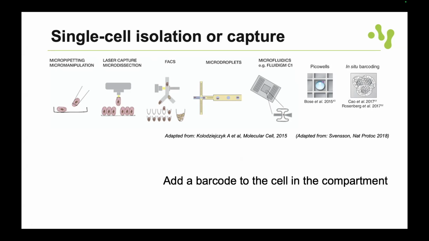And the next step is you add a barcode to the cell in that compartment in these different methods. And that goes depending on the method with different ways. If you have them in like a FACS sorted well, it's easy to see. You just add the barcode there. But at the microdroplets, you add a bead with barcodes which attach. But this is the way to later step. You could pool all of those barcoded cells and sequence them together.